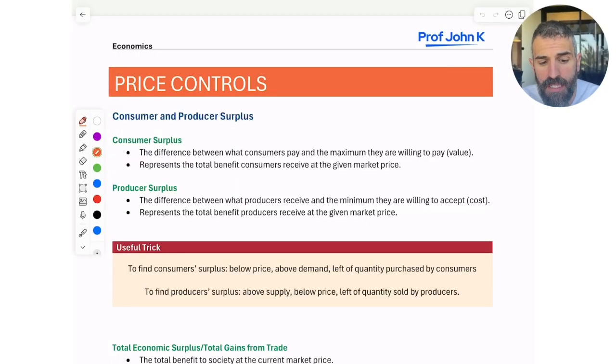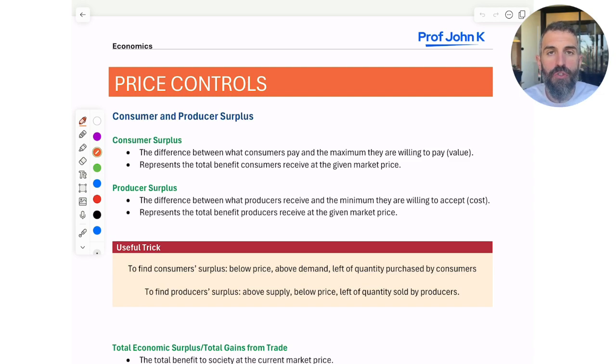Hey everybody, welcome back. In this lesson, we're going to be talking about consumer and producer surplus, what that means, and then what happens to it when the government starts to interfere with price controls or other government interventions. First of all, we've already talked about supply and demand, so we understand that there's an equilibrium point, and the equilibrium determines the price and quantity.